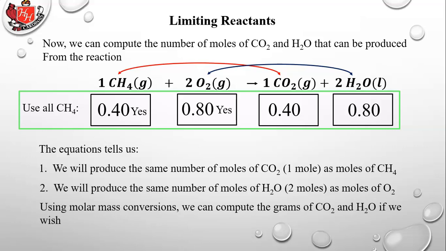So using molar mass conversions, we can compute grams of CO2 and H2O if we wish, but we don't wish, okay? We're not going to take the 0.4 and the 0.8 over on the right and figure out how many grams of CO2. If you want to do that for fun, that's up to you. Okay, so we're actually done with this problem. We answered everything that it was asking us to do.